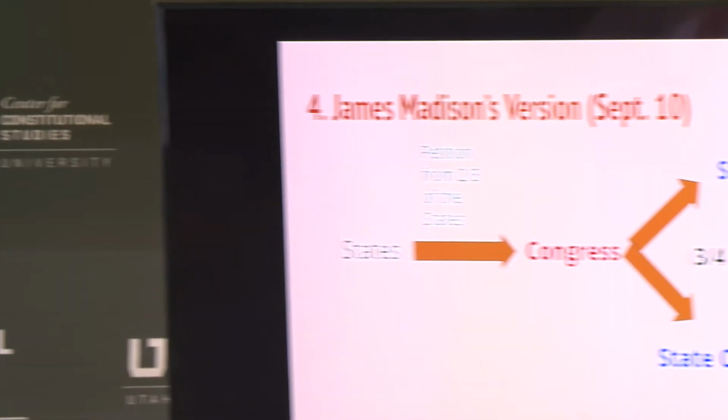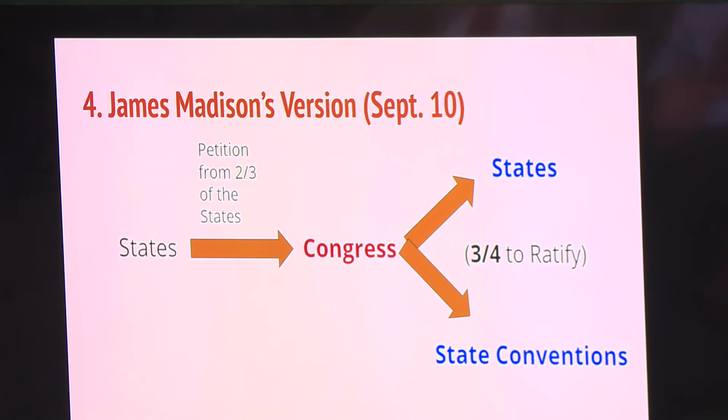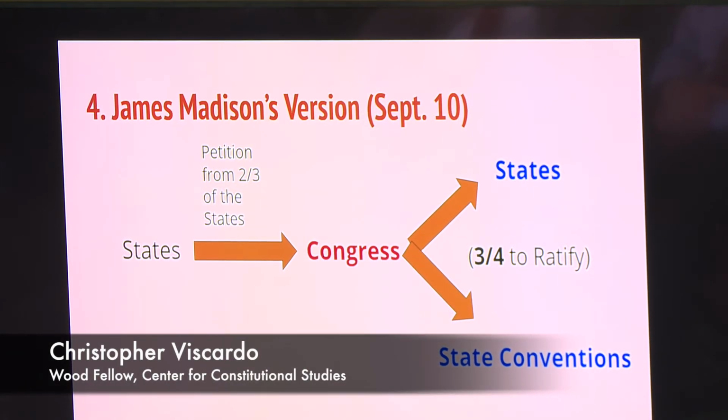By the way, also, this is September 10th. The convention adjourned on September 17th. So this was the very end of the convention. And this is what Madison's proposal came up to be. First of all, once again, in red is Congress. There is no convention of states anywhere anymore in the version that Madison proposes. The states can still petition. 2/3 of the states could petition, and then Congress would have to start the process. But at some point, it has to go through Congress. Congress ends up being a filter.